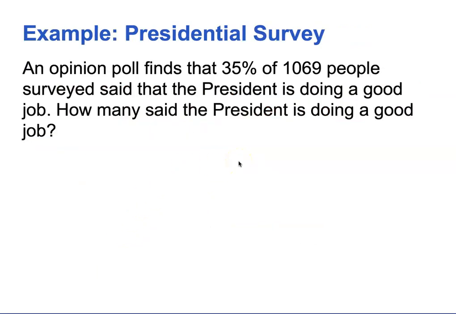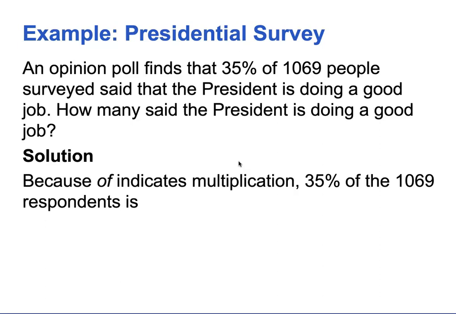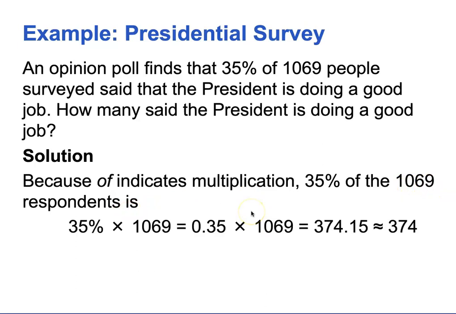All right, let's do an example. A presidential survey. An opinion poll found that 35% of 1,069 people surveyed said that the president is doing a good job. How many said the president is doing a good job? So now we're going to try to figure out how many people that 35% represents. Because of indicates multiplication, you're going to have 35% of the 1,069 respondents.